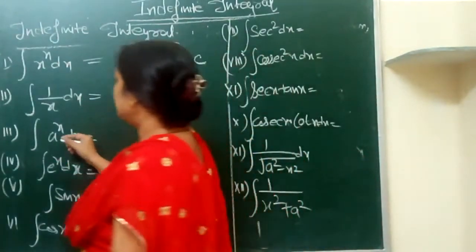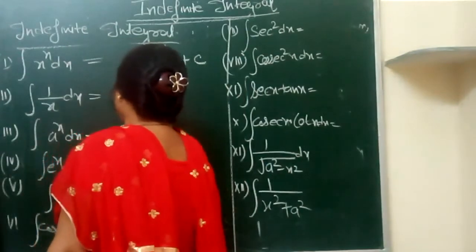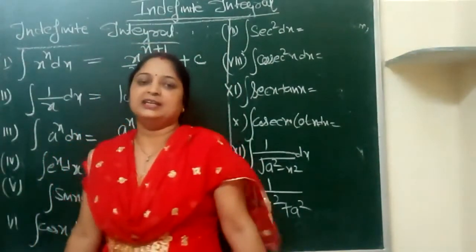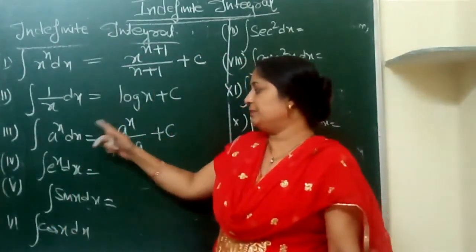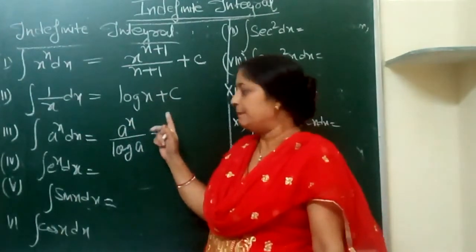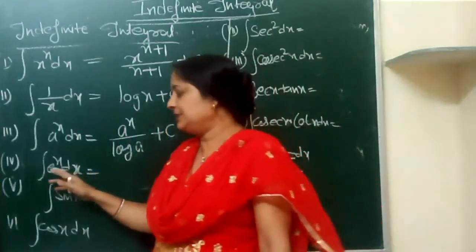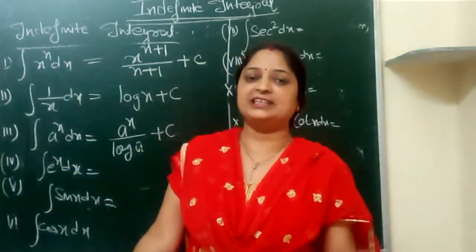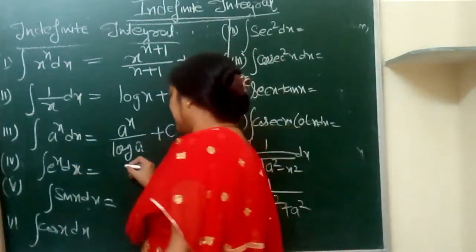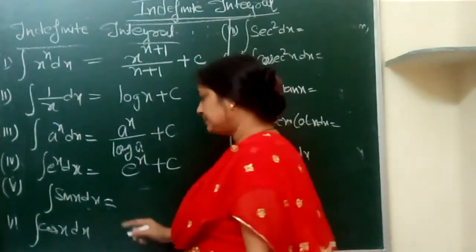Now a raised to power x dx, so it will come a raised to power x upon log a plus c. You know that the derivative of a to the x is a to the x into log a, but in integration it will come in the denominator. Similarly, what is the derivative of e to the x? The derivative of e to the x is e to the x. And the integration of e to the x is e to the x plus some constant c.